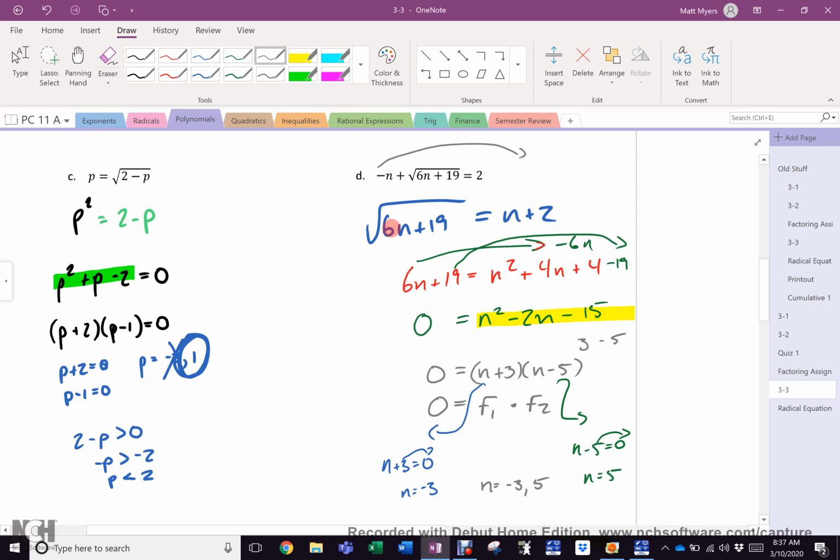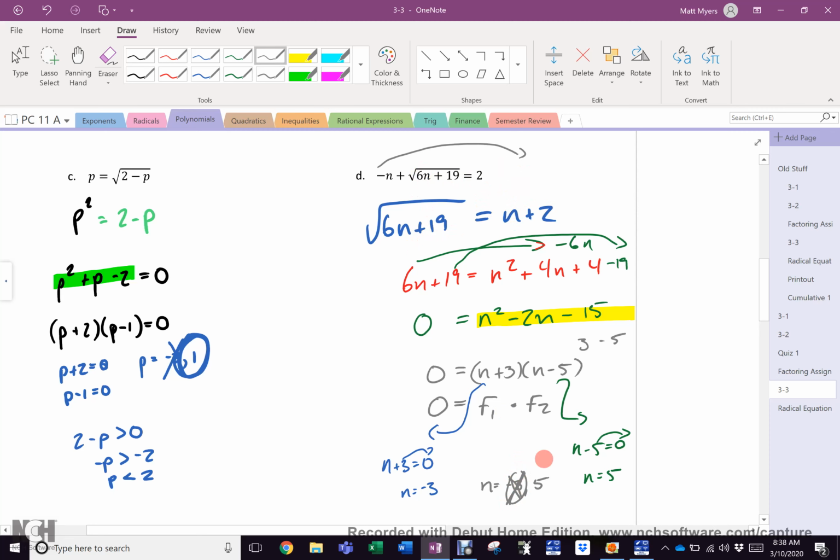So what is 6 times negative 3? Negative 18. What is negative 18 plus 19? 1. What is the square root of 1? 1. So when I'm doing negative 3, I get 1 on the left side, correct? What is negative 3 plus 2? Negative 1. Does 1 equal negative 1? No. So negative 3 doesn't work for us.